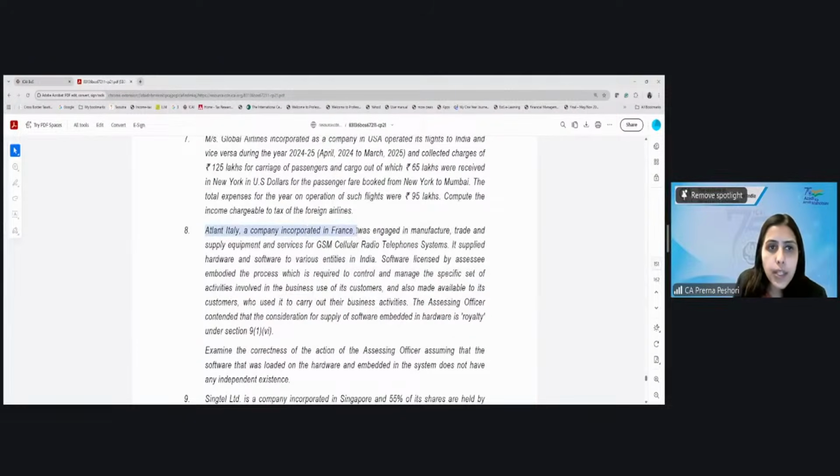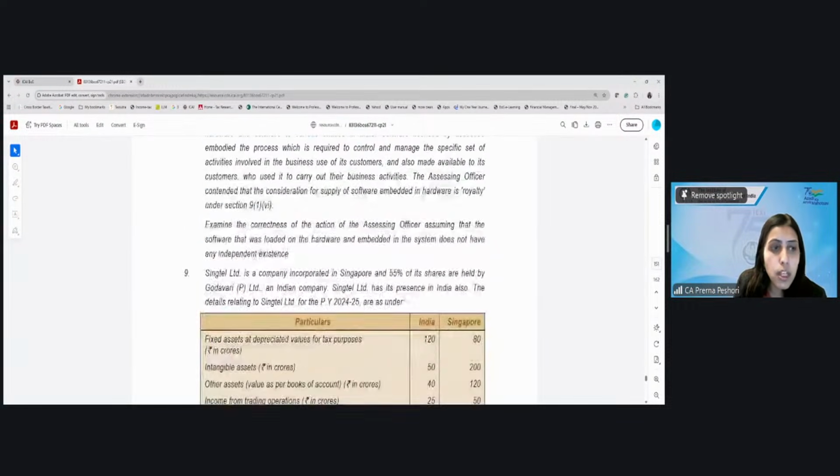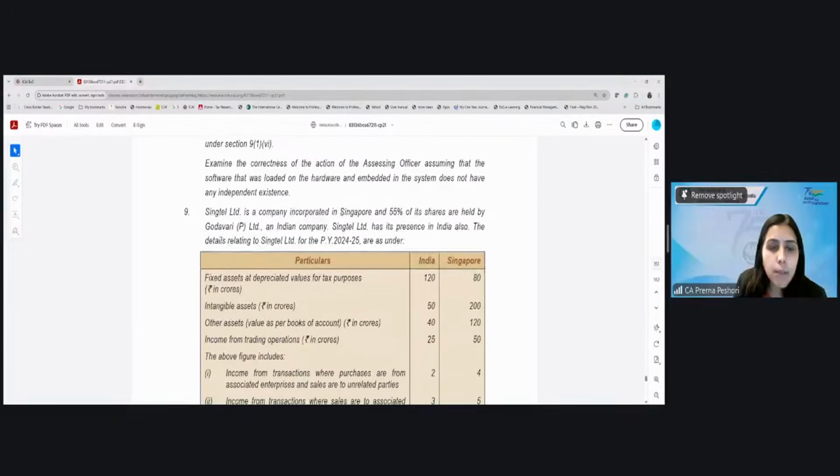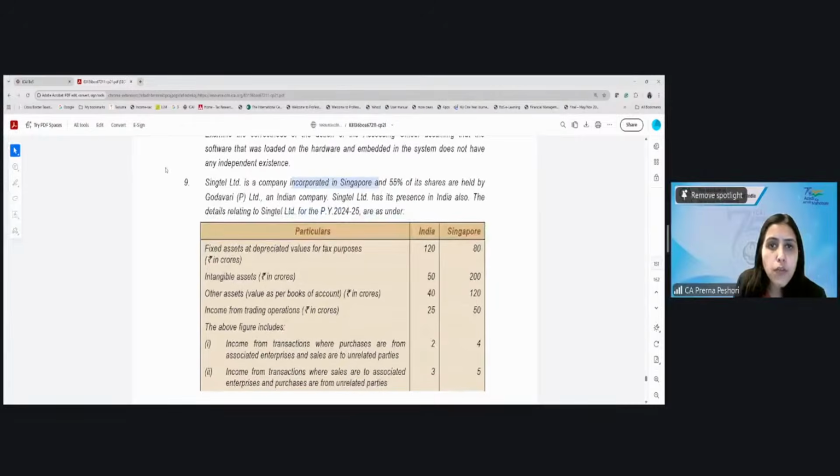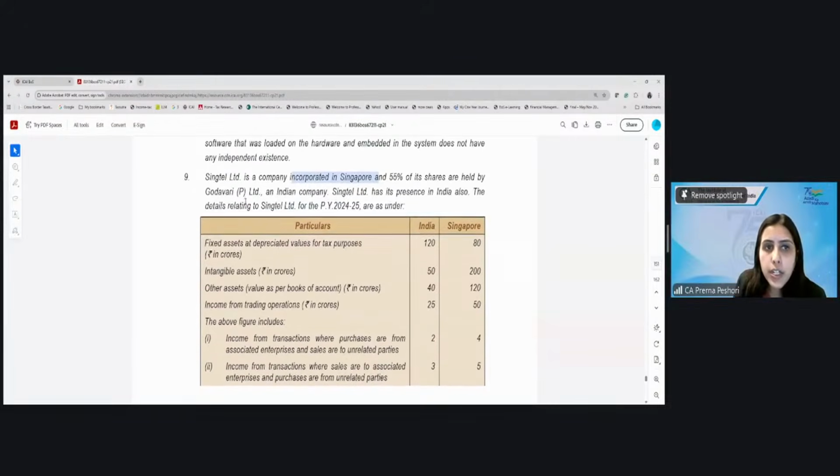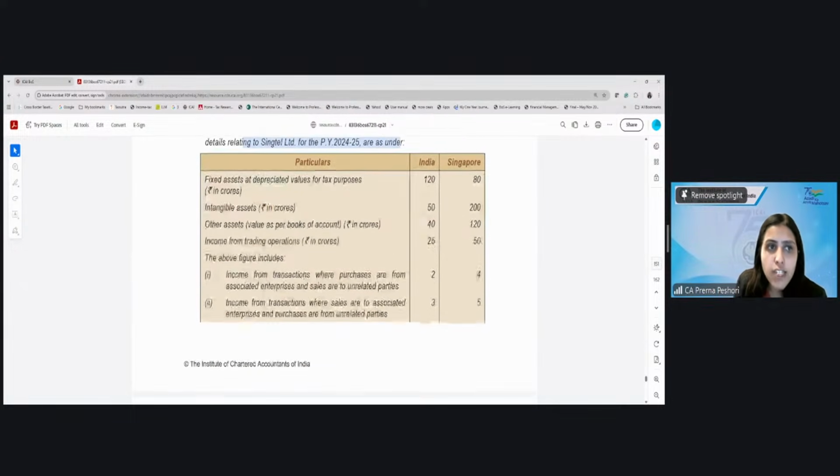Singtel Limited is a company incorporated in Singapore and 55% of its shares are held by Godavari Private Limited, an Indian company. Singtel has its presence in India also. The details relating to Singtel for previous year 24-25 are hereunder. Fixed assets are given at depreciated value. Intangible assets are given. Other assets as per books of accounts are given.